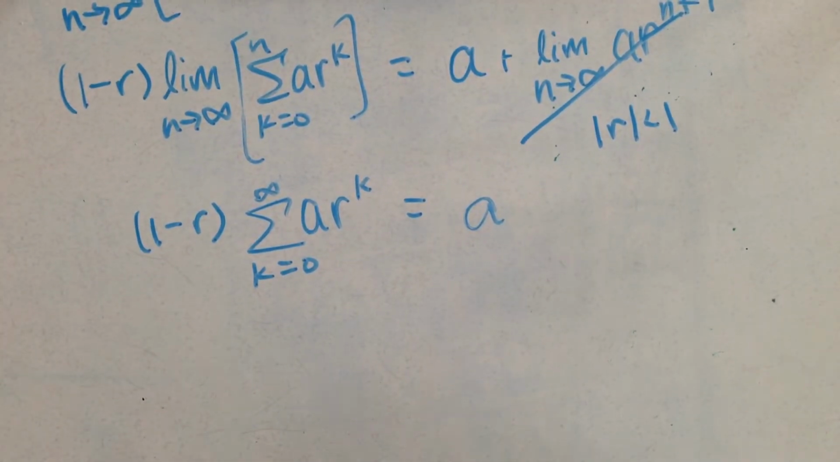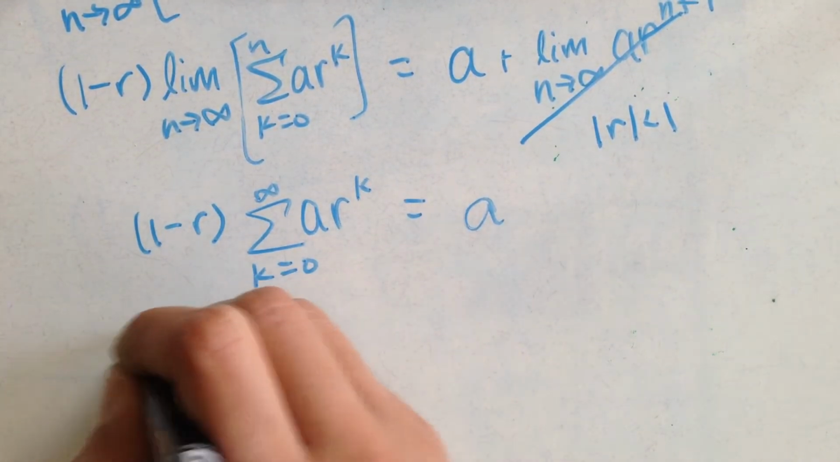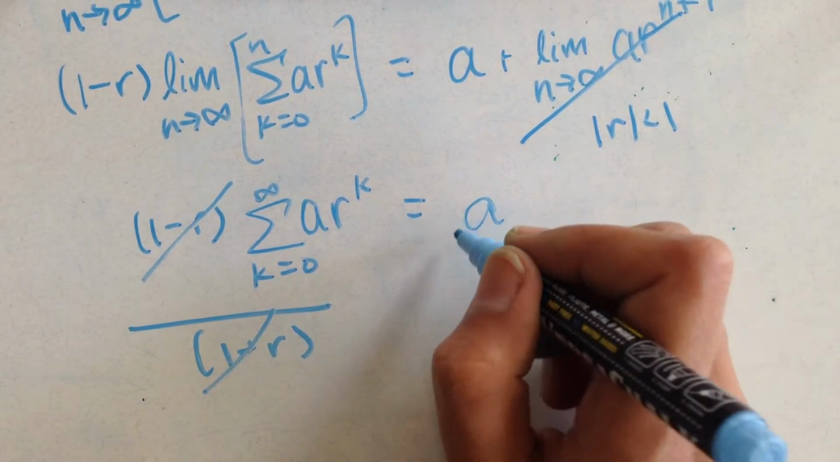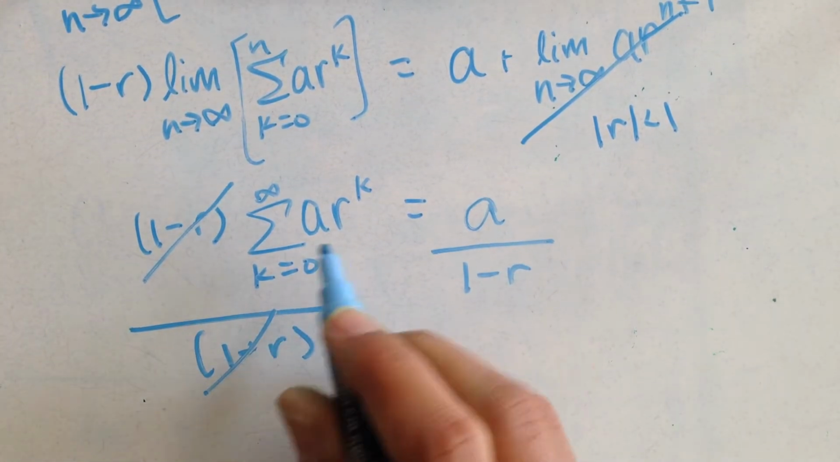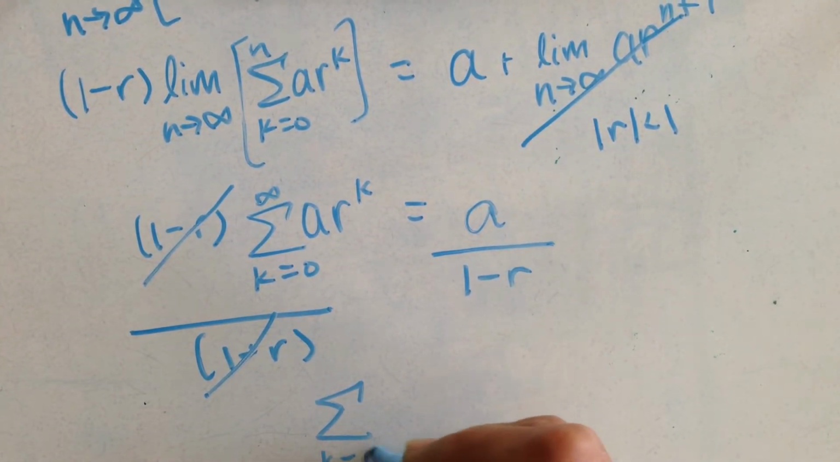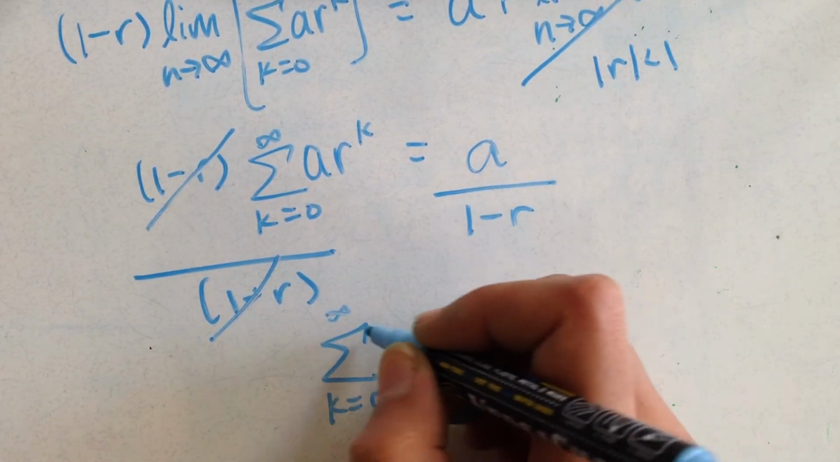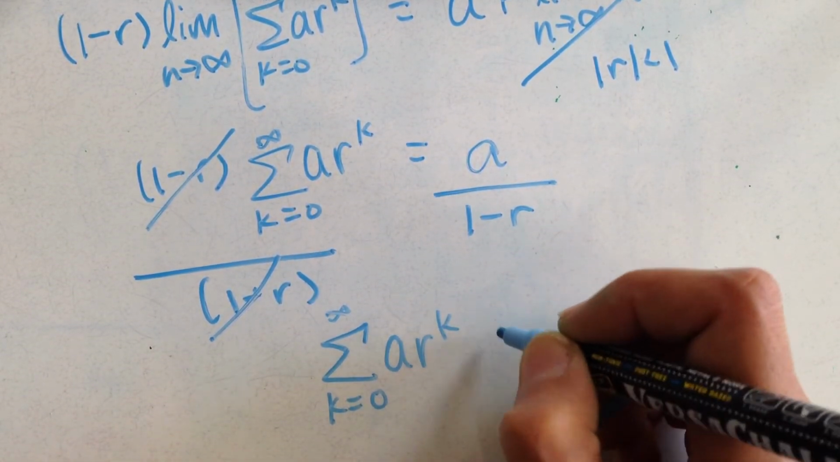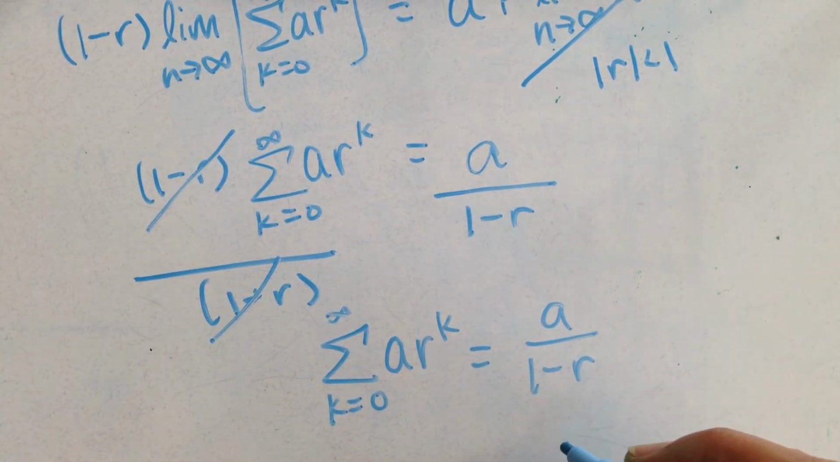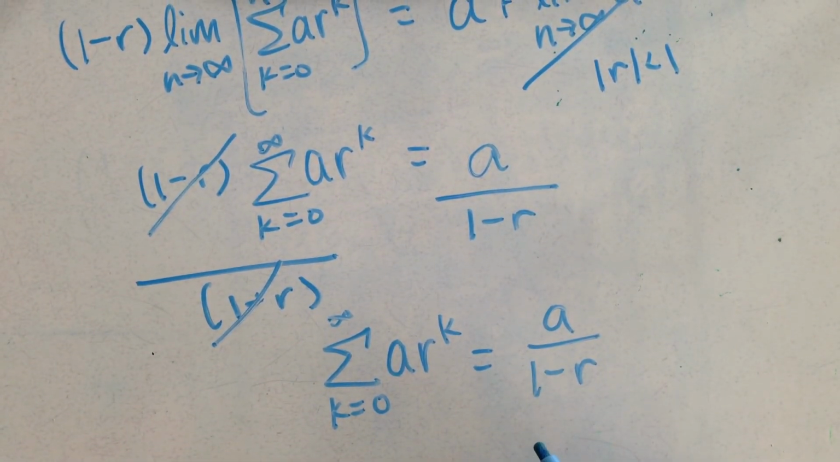Now we're almost there. We can just divide both sides of the equation by 1 minus r, canceling it out on the left side. And we're left with the sum of k equals 0 up to infinity of ar to the k, which equals a over 1 minus r. And this is our geometric series formula.